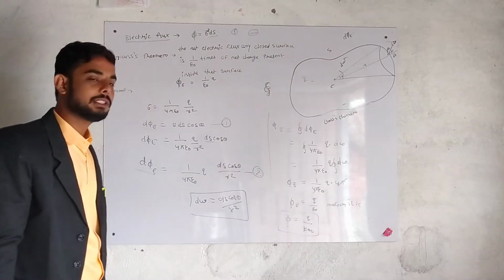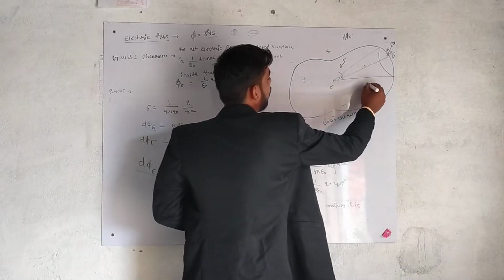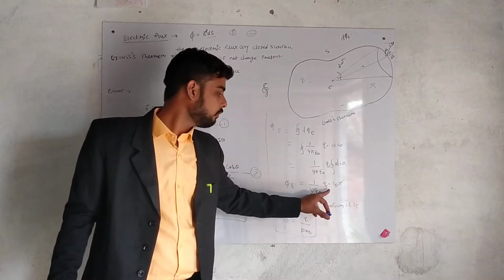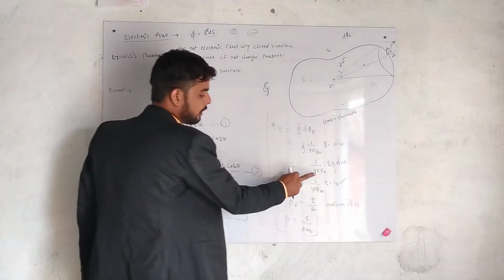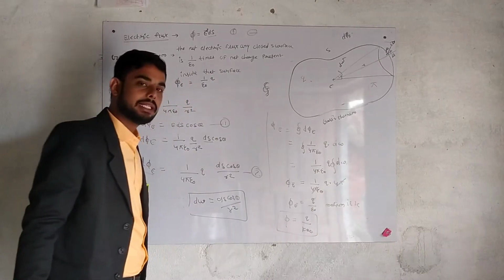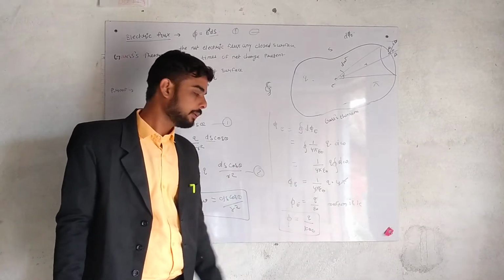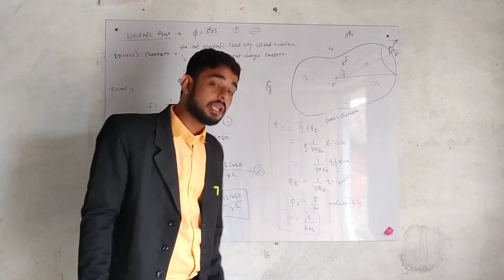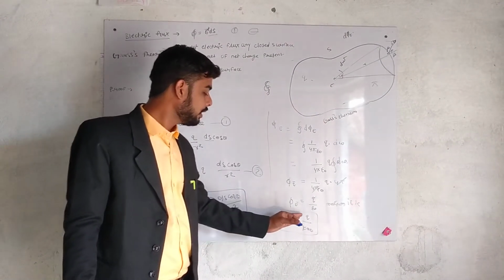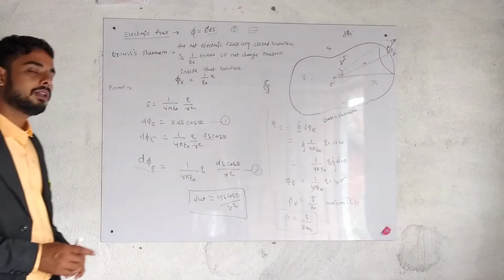We know that d omega is a solid angle whose total value is 4 pi. So in place of the integral of d omega, we put 4 pi. Phi equals 1 upon 4 pi epsilon naught Q into 4 pi. The 4 pi cancels with 4 pi, and we receive phi equals Q upon epsilon naught. If the medium is dielectric with constant K, then phi equals Q upon K epsilon naught. So this is our Gauss theorem.